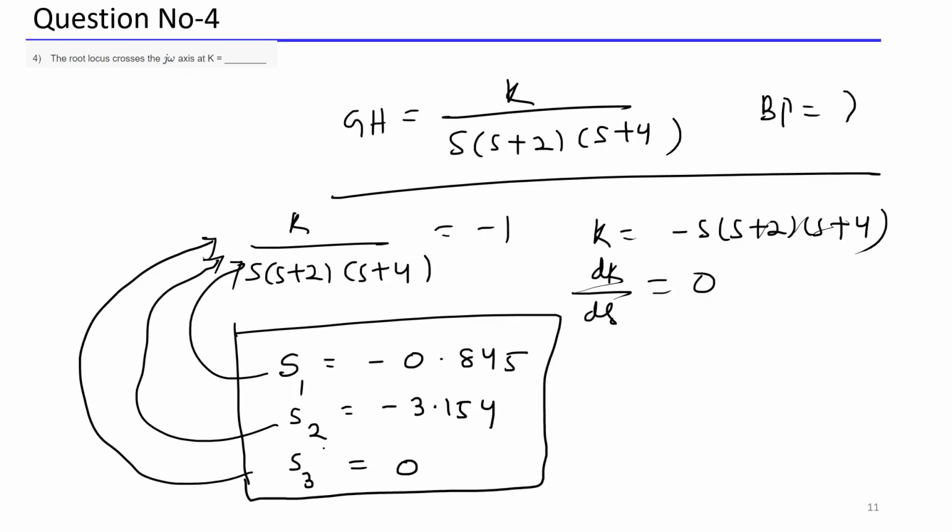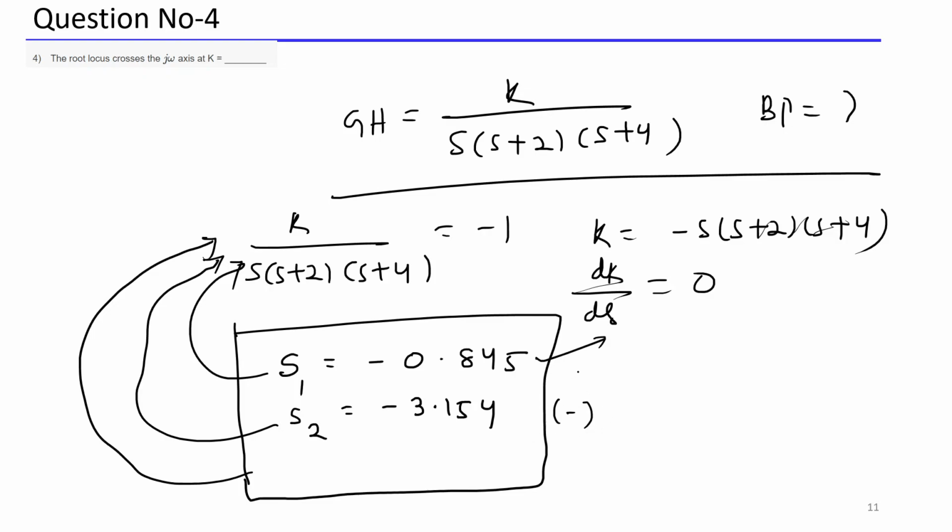So this is S3, not S3, S2 will come. S1 equals minus 0.845. Is it a root locus? Because for this, K is positive, right? Yes, sir. And for minus 3.154, it is negative. Yes, sir.